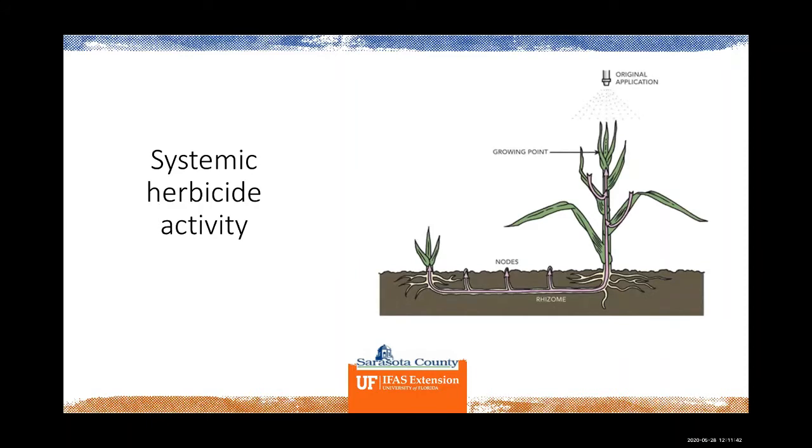And then this is just a diagram showing you how the systemic herbicide actually works. If you can see my pointer here, if you apply it to the growing point, even though it has underground food reserves, the plant will translocate that herbicide to every part that's connected, and you will get control because of translocation and not because of contact.